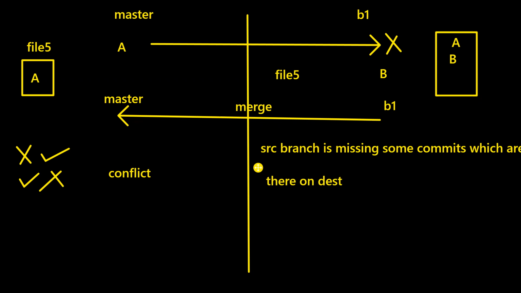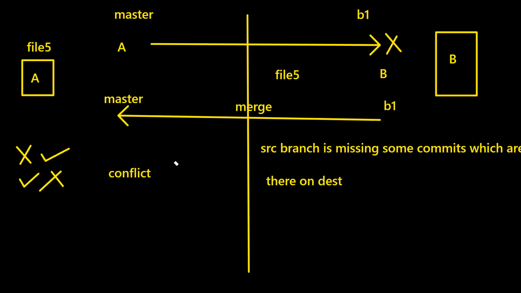Preeti, can you please repeat one more time? Sure, I'm doing. Source branch is the B1 branch, right? The B1 branch is missing some commits, meaning the B1 branch doesn't have commit A, which is there on the destination. When you merge, the changes of B1 should commence here. But B1 doesn't have A, so should it override the changes of the destination branch? No, it will not. Similarly, should it ignore B1 and keep only A even though you merge? That's not how it works.